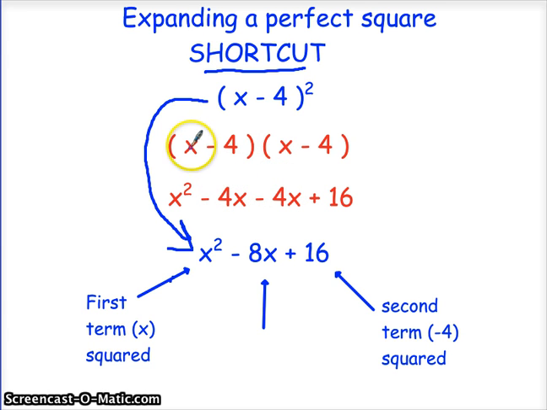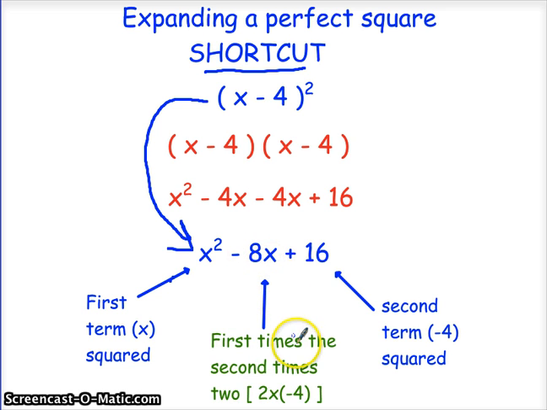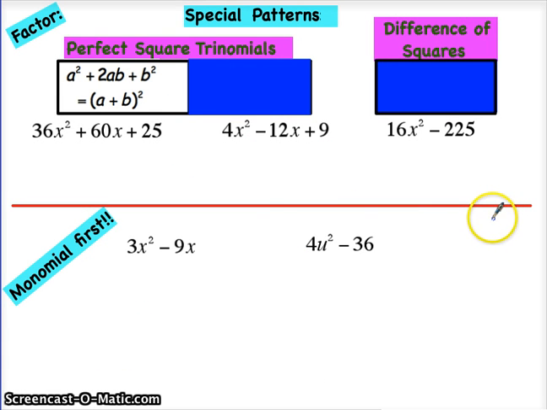But because x and negative 4 are repeated, you're basically doubling whatever your front term, x, and your last term, negative 4, multiplied together were. So negative 4 times x times 2 will give you the middle. So that's the shortcut to the middle. Now that's going to help us when we talk about the perfect square pattern on the next page here.